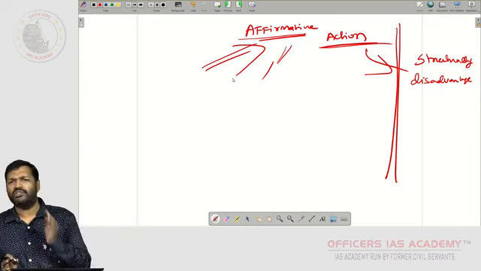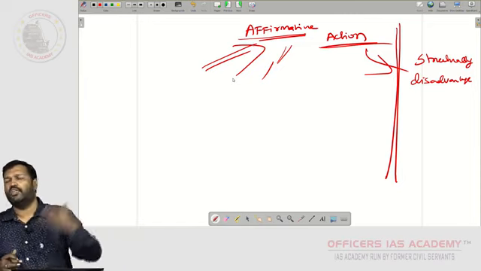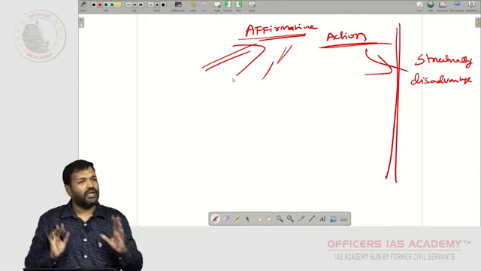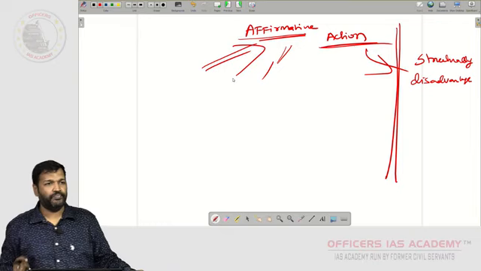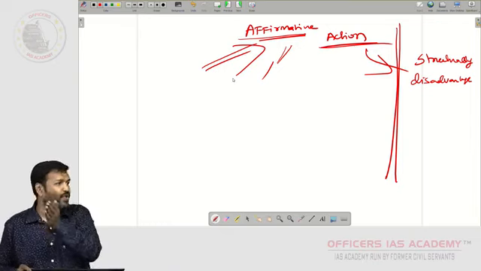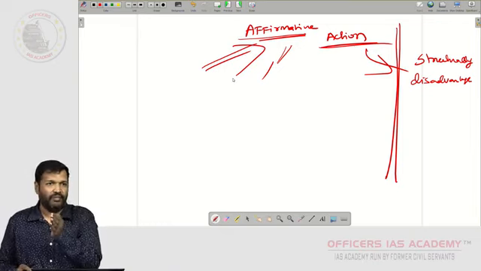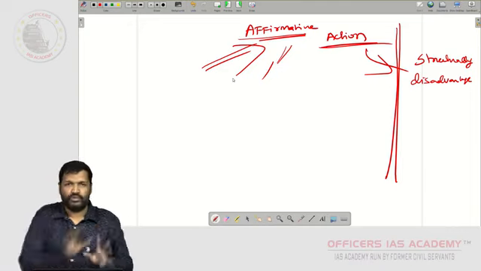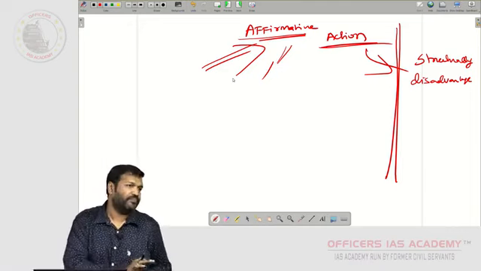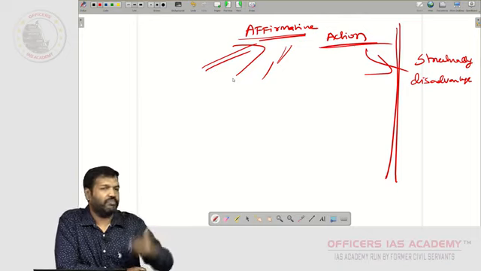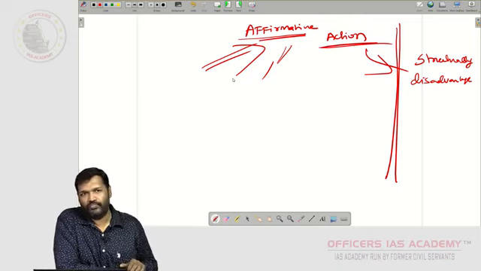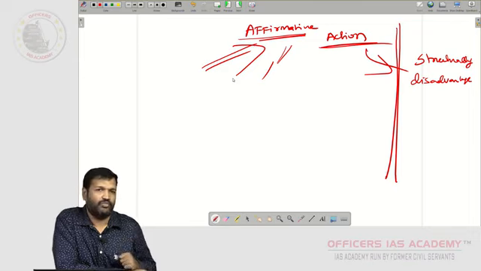So you should know only certain definitions. What is affirmative action? What is equality? What is foundational equality? Certain definitions you keep in mind. Otherwise, your point of view has to be very clear. In what point of view you are arguing, that should be very clear. You shouldn't get confused in the 200 words that you are writing. So that is how you have to develop certain points of view. Any doubts in this, ask me.